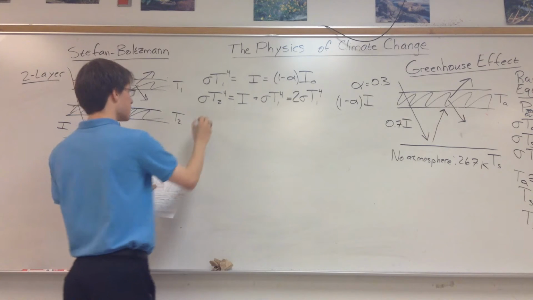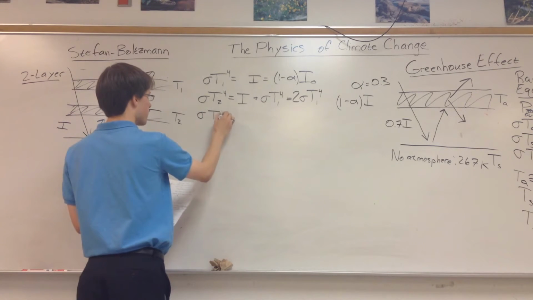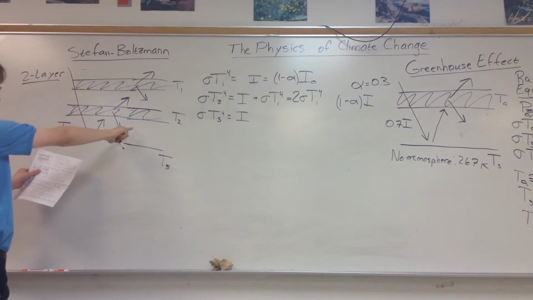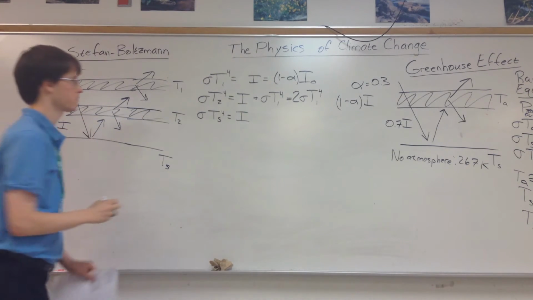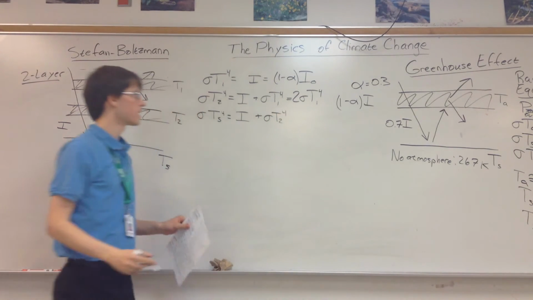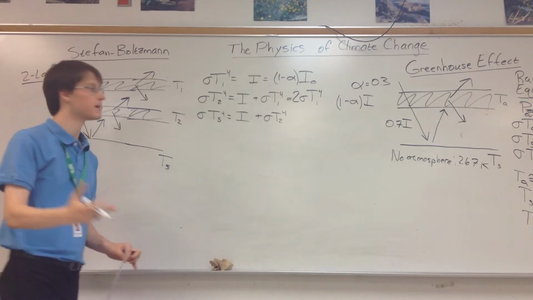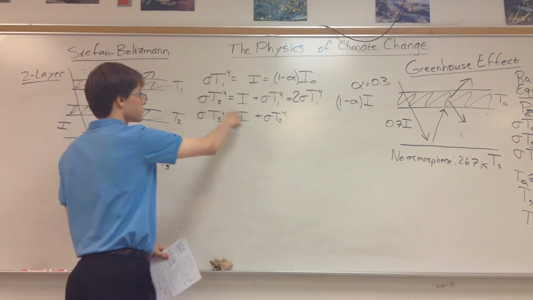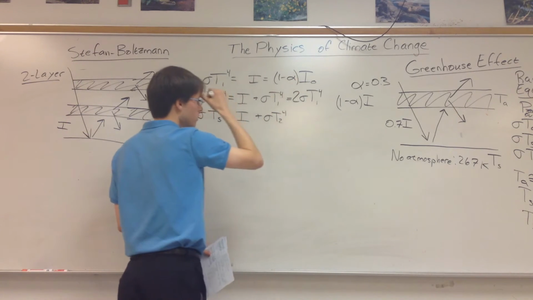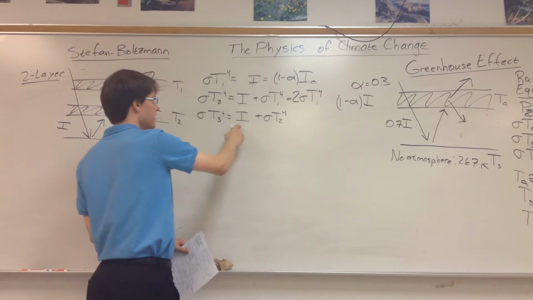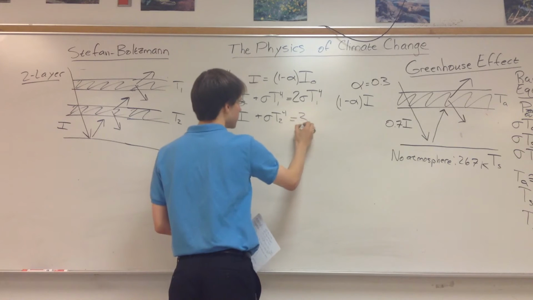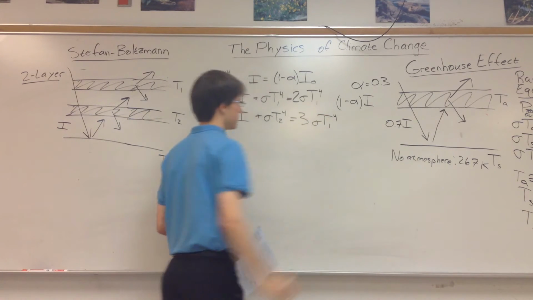And then finally, we can do the temperature of the surface, and this is going to be equal to the incoming radiation plus the radiation from the second atmosphere, right? So I plus sigma T2 to the fourth. And in the interest of minimizing our variables, we know that sigma T2 to the fourth is equal to 2 sigma T1 to the fourth. So we can make that replacement, and remember that this is equal to everything else, which means this is also equal to this. So we can say this is equal to 3 sigma T1 to the fourth.